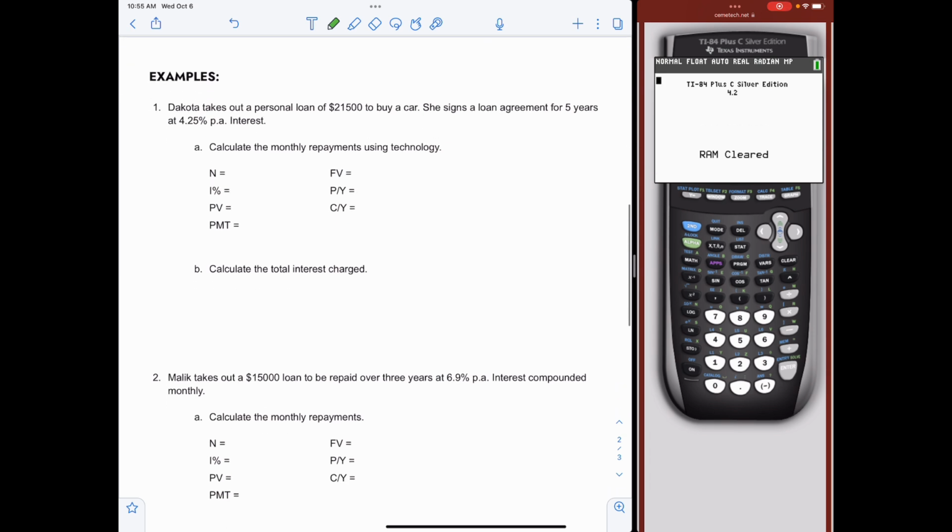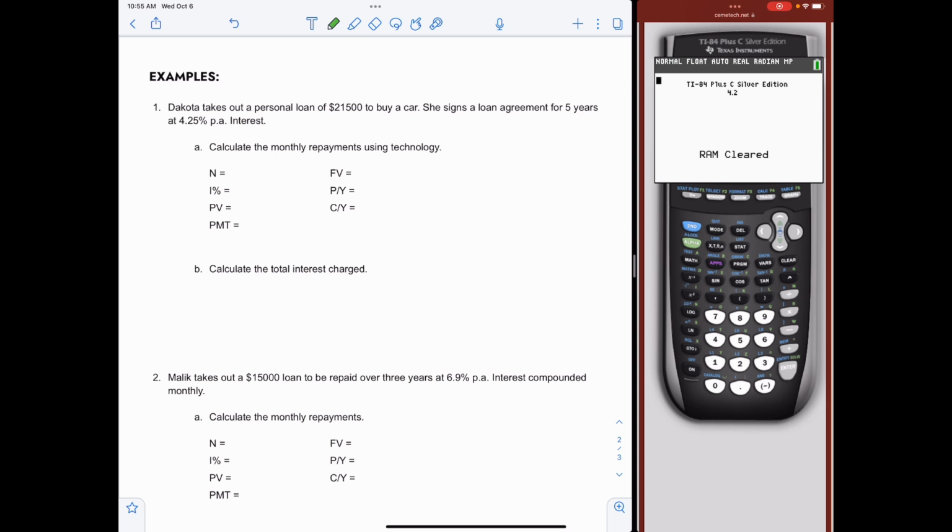It says, Dakota takes out a personal loan of $21,500 to buy a car. She signs a loan agreement for 5 years at a 4.25% interest rate. Okay, so we need to write down what we're going to put in the calculator. So it says she took out a personal loan of $21,500. Because she took out a loan of $21,500, the bank gave her that money. So that is how much money she currently has.